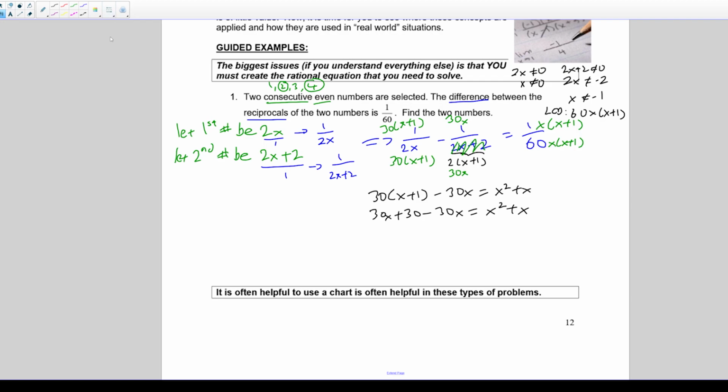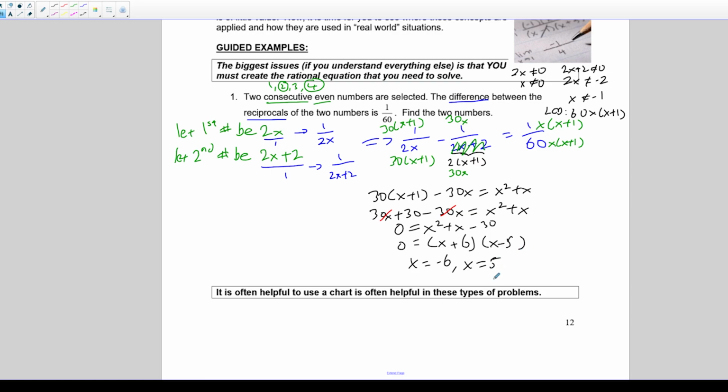We can get rid of some of those like terms, 30x minus 30x. And let's move that 30 over to the other side. So let's subtract 30 from both sides, x squared plus x minus 30. We can factor this as x plus 6, x minus 5. So we end up with two answers. X is equal to negative 6, x is equal to positive 5.